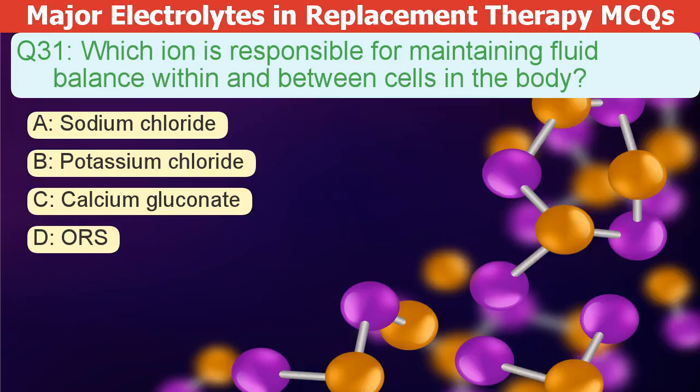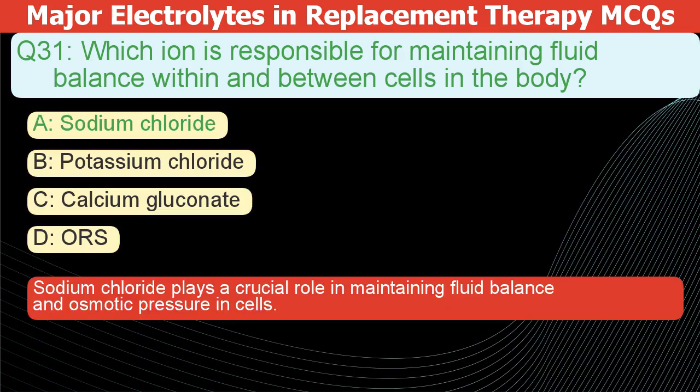Which ion is responsible for maintaining fluid balance within and between cells in the body? A. Sodium chloride. B. Potassium chloride. C. Calcium gluconate. D. OS. The correct answer is A. Sodium chloride plays a crucial role in maintaining fluid balance and osmotic pressure in cells.